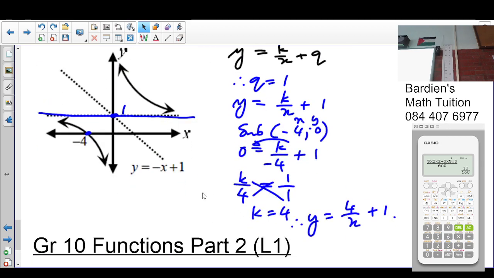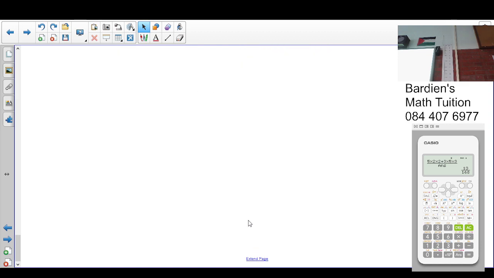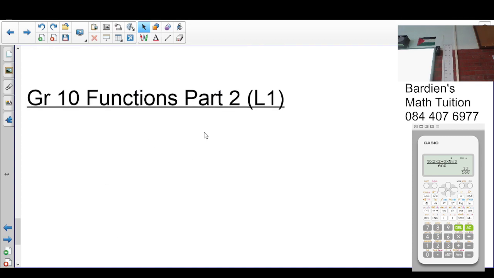Okay. So that basically brings us to the end of determining the equation of hyperbolas and parabolas. Now we're going to look at determining the equations of the straight line graphs. At this point, you should have known all about straight lines. Determining the equation of a straight line, we have done it in analytical geometry already.